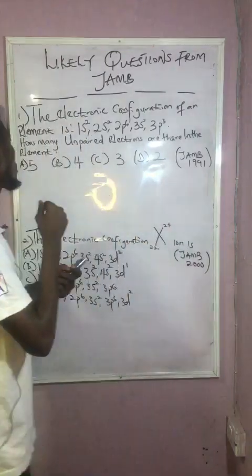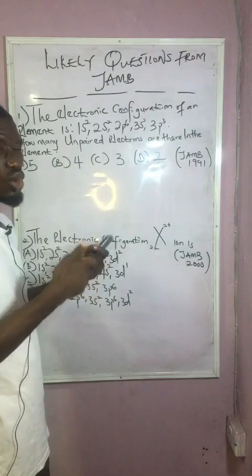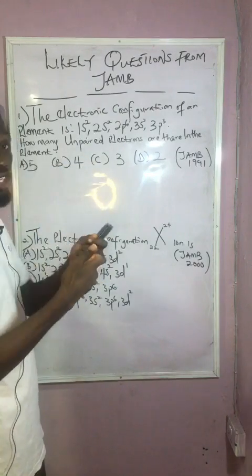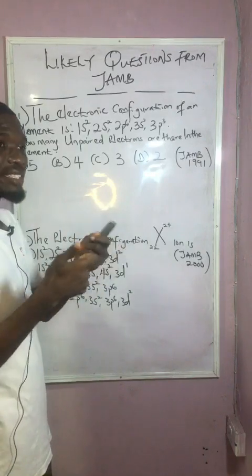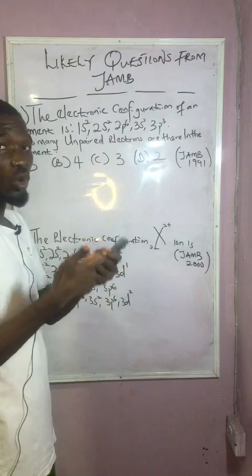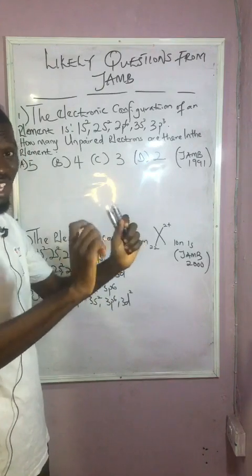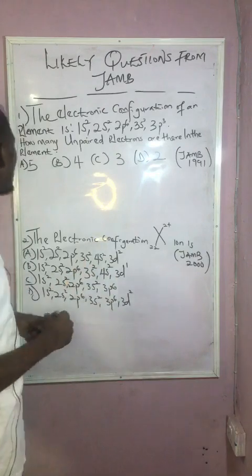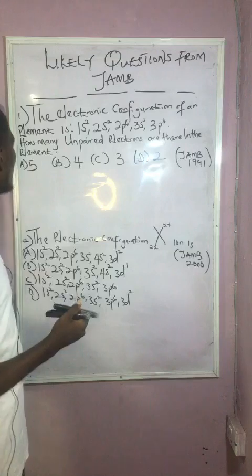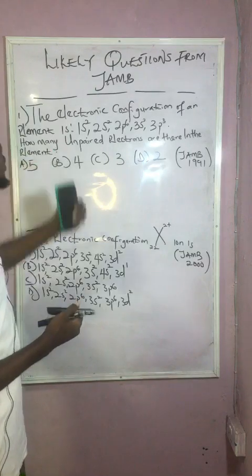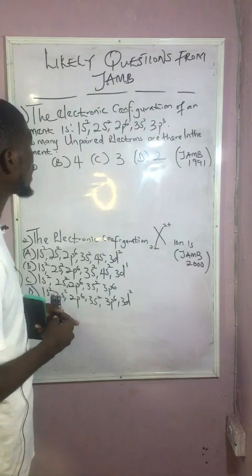Look at this kind of question now. We can easily relate it that we are talking about electronic configuration, but not only electronic configuration, but unpaired electrons. And as a JAMBite, if someone should ask you, what is an unpaired electron? They are those electrons that make an element stable. So for example now, the electronic configuration of an element is 1s2, 2s2, 2p6, 3s2 and 3p3.